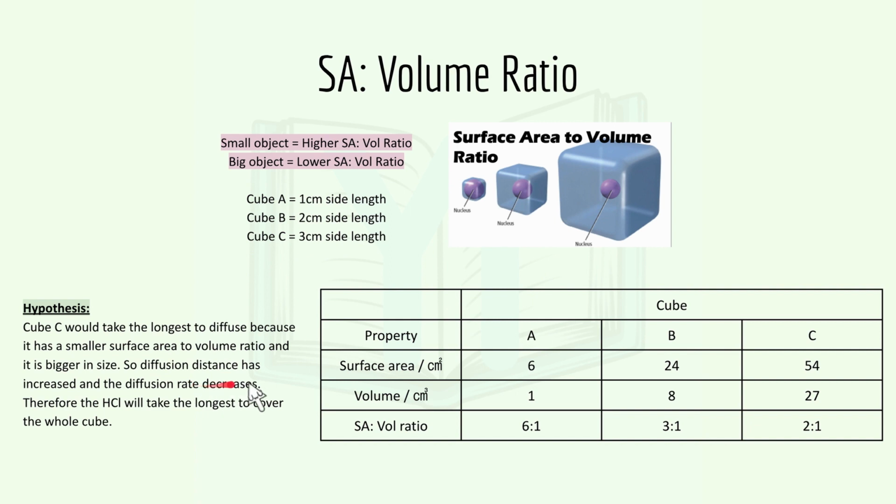So diffusion distance has increased and the diffusion rate decreases. So just relate the diffusion distance to the diffusion rate. Therefore, the hydrochloric acid will take the longest to cover the whole cube. So here's the relationship between surface area and volume and the ratio for cubes A, B, and C.